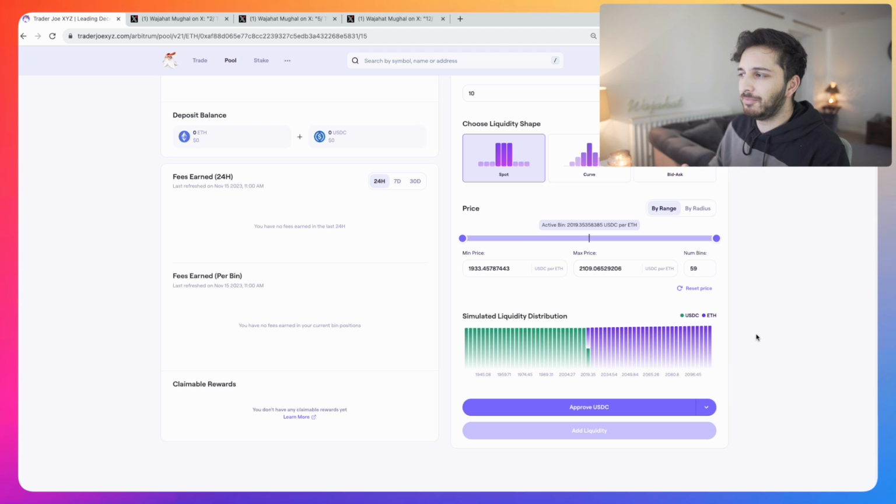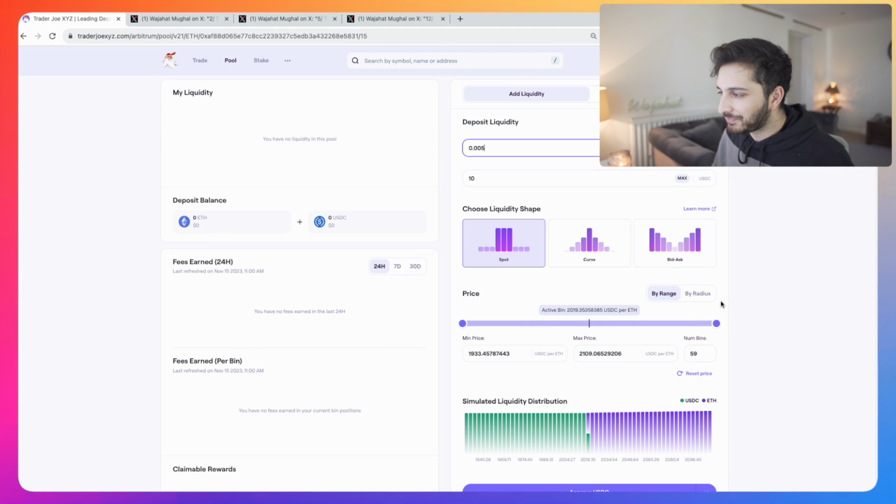However, this is the most basic type of liquidity shape, very beginner friendly, but you can still earn some very good fees with it. You still earn good yields there. I think it's just good to show you that.